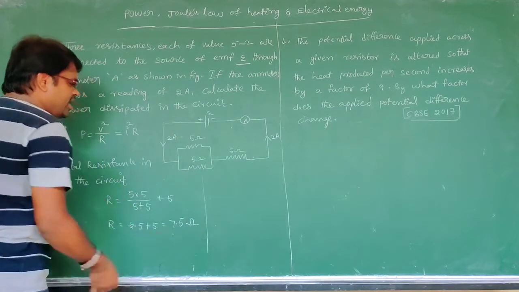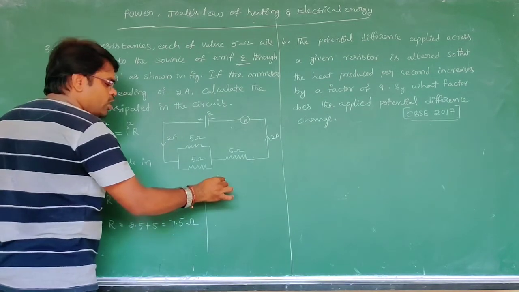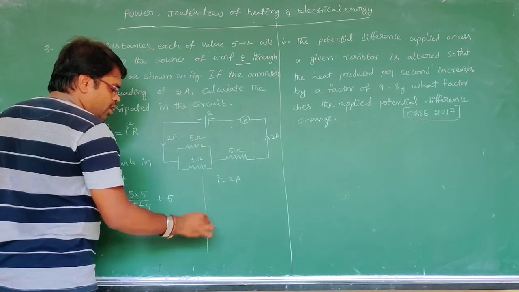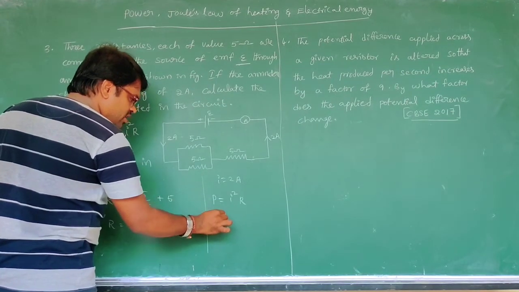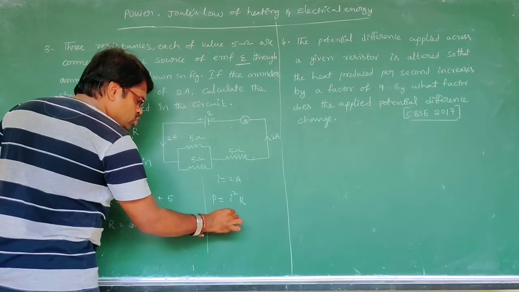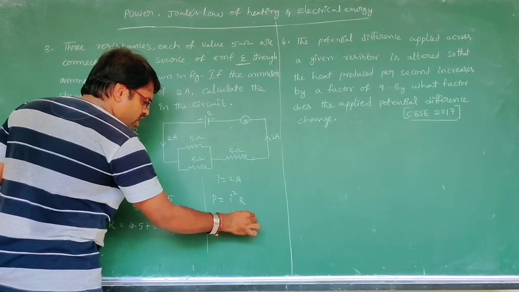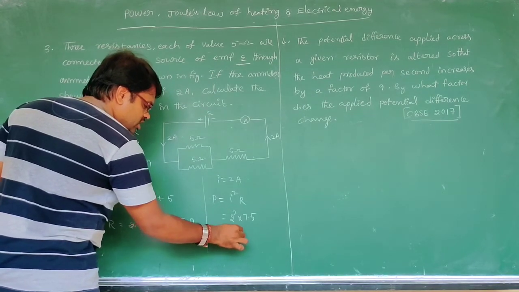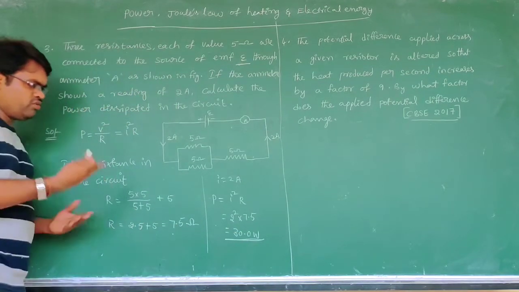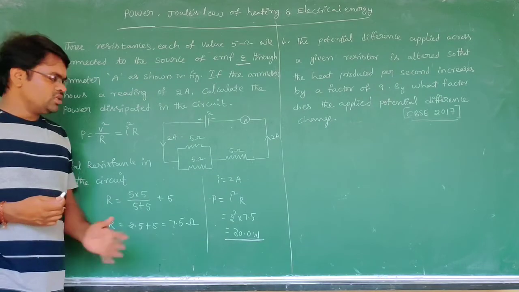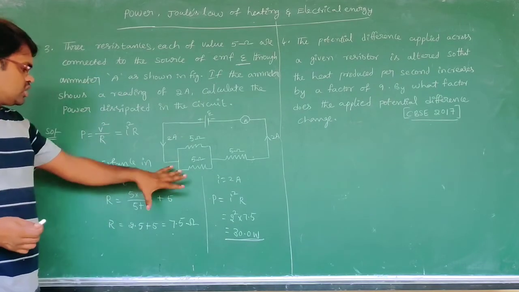Now the current in the circuit, I is equal to 2 ampere, they have given. Now power dissipation P is equal to I square R. Now I square, 2 square into 7.5, that is 30 watts. 7.5 into 4, that is 30 watts. That is the power dissipated in the circuit.